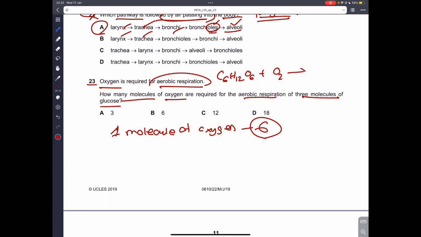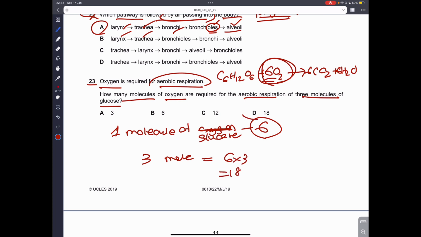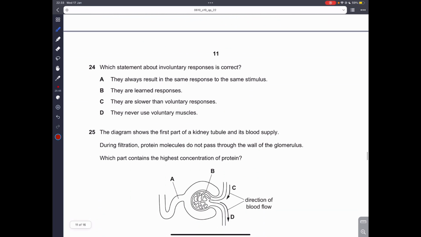C6H12O6 plus O2 equals carbon dioxide plus water. Now if we balance it with 6, we can see from this that we need 6 oxygen for 1 molecule of glucose. So if we have 3 molecules of glucose, obviously 6 times 3 is 18. So D is the correct answer.